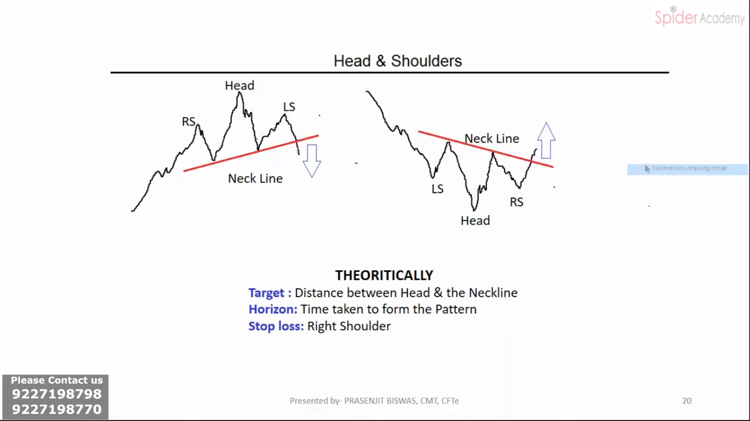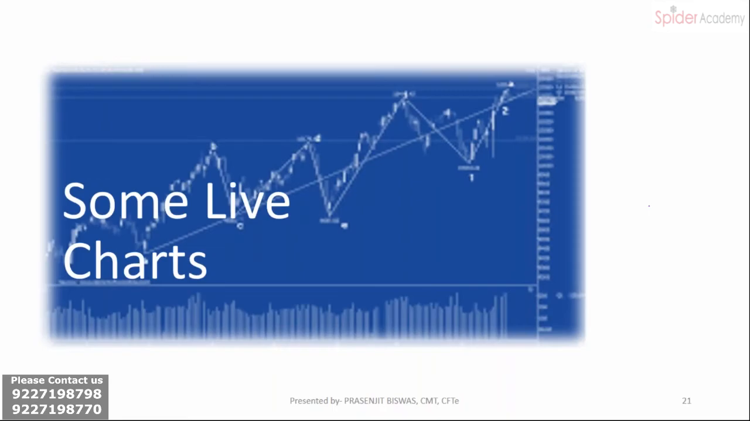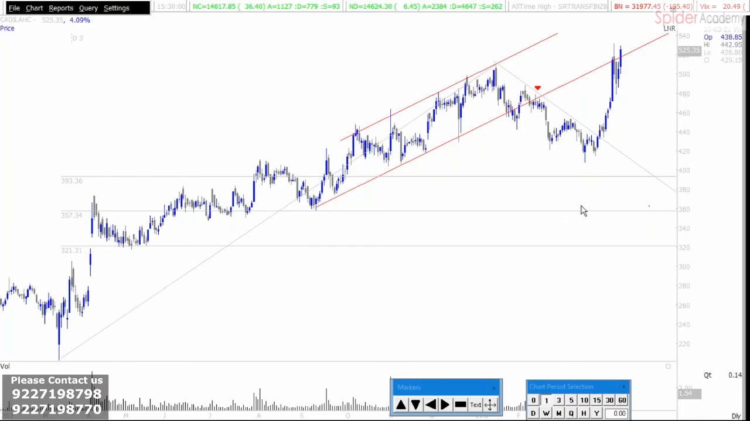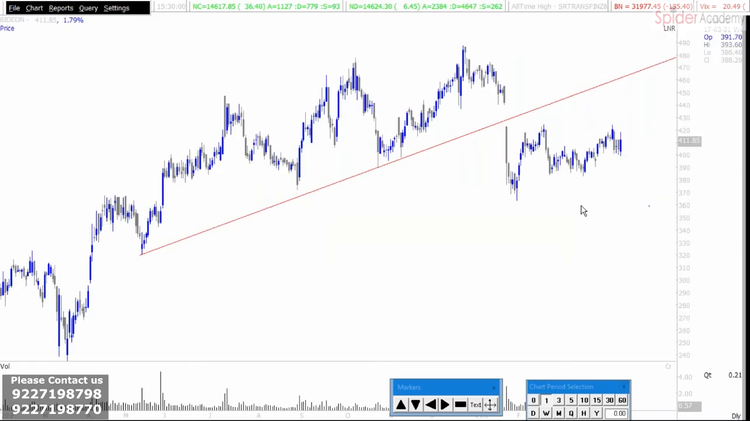Now, coming to the next point. Let's look at some live charts. I'll quickly take you through the live charts. Just a minute. I hope you can see my screen. Nitesh, can you just confirm? Yeah, it's visible. Okay, fine.